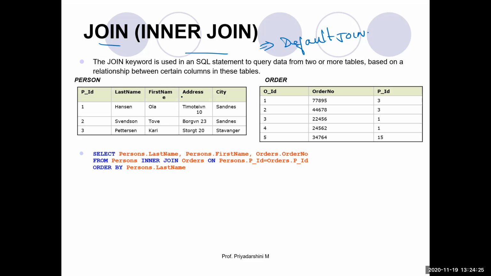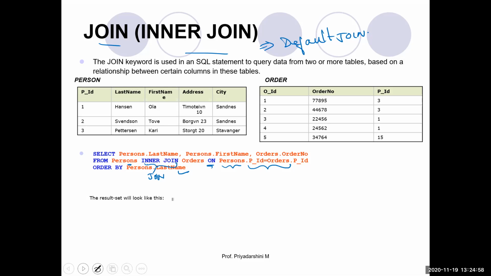So from, I'm joining person. I can use either join or inner join; both work the same. Orders, on, is the keyword that you have to use. On which attribute condition you need to join: p_id equals p_id from both the person and order tables. And you have to do aliasing, otherwise there will be an ambiguity error. And I have given an order by person last name.